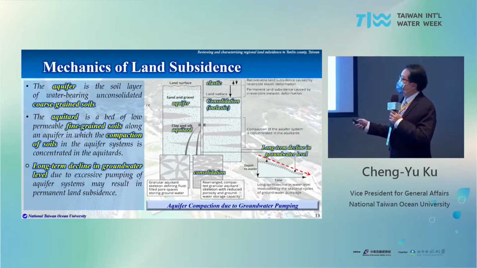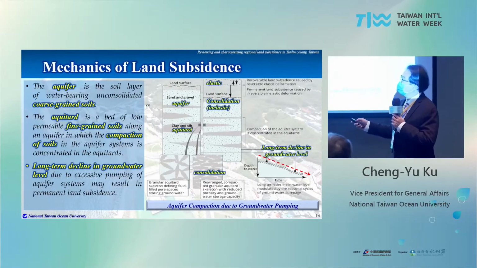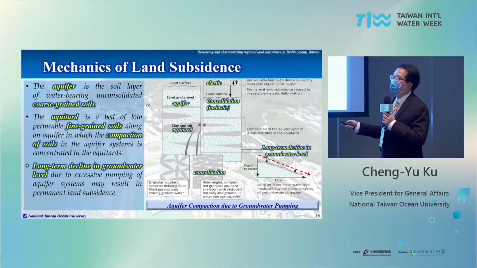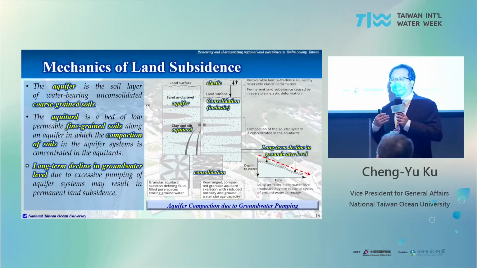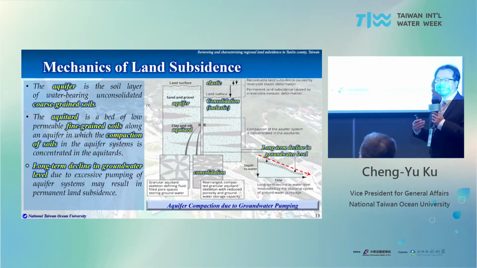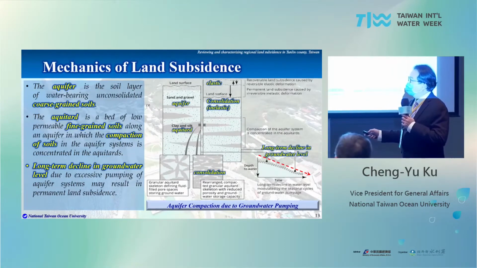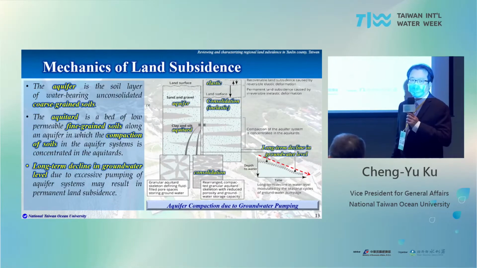For land subsidence, from the geotechnical point of view, the aquifer is not important. But for water resources, especially groundwater resources, the aquifer is very important because the aquifer is the water-bearing soil layer. It's the major water-bearing layer, composed of coarse-grained soil. The aquitard is our interesting soil layer because, from the geotechnical point of view, the consolidation comes from the aquitard. The aquitard is a bed of low-permeability, fine-grained soil along an aquifer. Usually, the upper layer and lower layer will be aquifer.